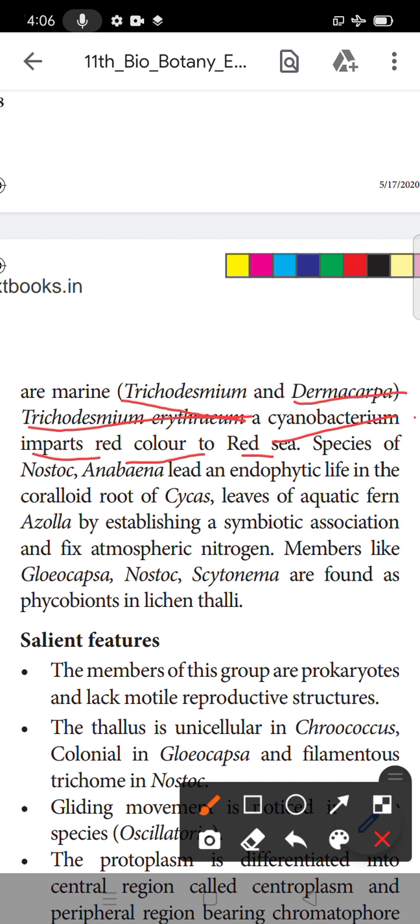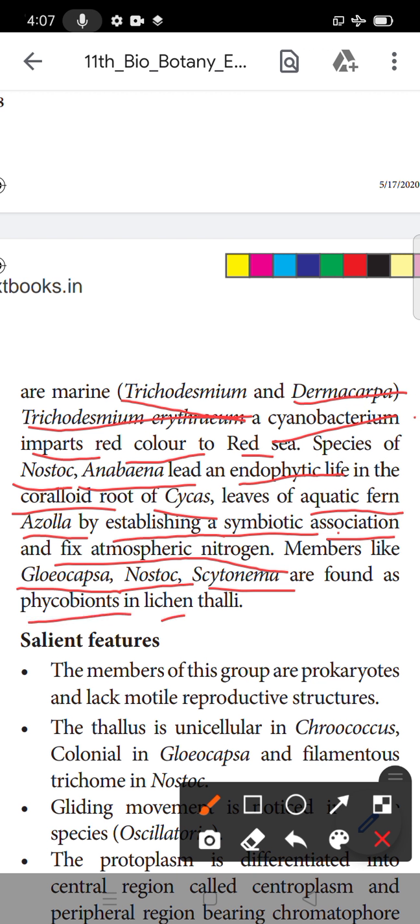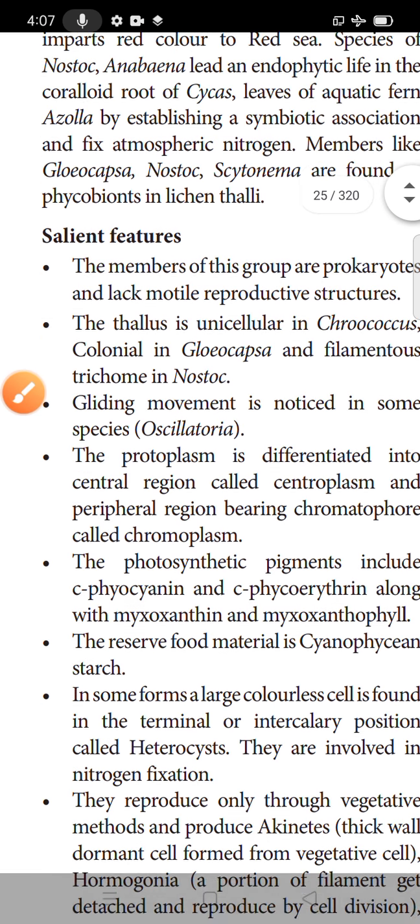What are the other species? Nostoc and Anabaena show endophytic life in the coralloid roots of Cycas and leaves of the aquatic fern Azolla, establishing a symbiotic association to fix atmospheric nitrogen. Members like Gloeocapsa, Nostoc and Stigonema are found as phycobionts in the lichen thallus. So these are the features of cyanobacteria.